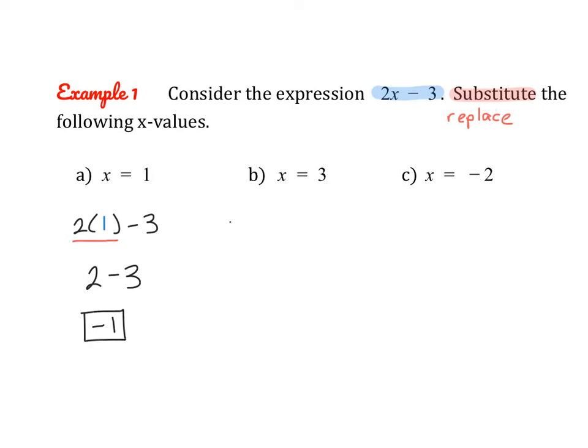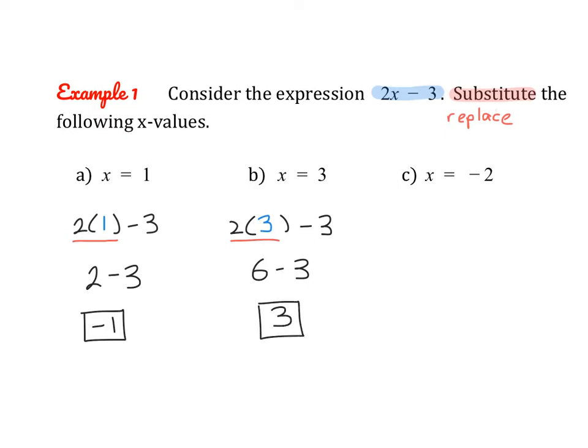All right, let's try again. First, let's take out our variable, and then we're going to substitute x with 3. Now we can do order of operations. Multiply, 2 times 3 is 6. 6 minus 3 is 3.